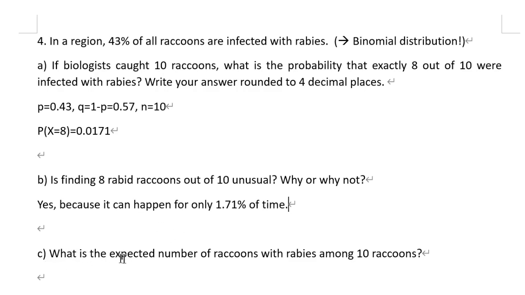And what is the expected number of raccoons with rabies among 10 raccoons? Well, the formula is that the average in a binomial distribution is NP, and because I have 10 and then P is 0.43, that's 4.3 raccoons. Okay.